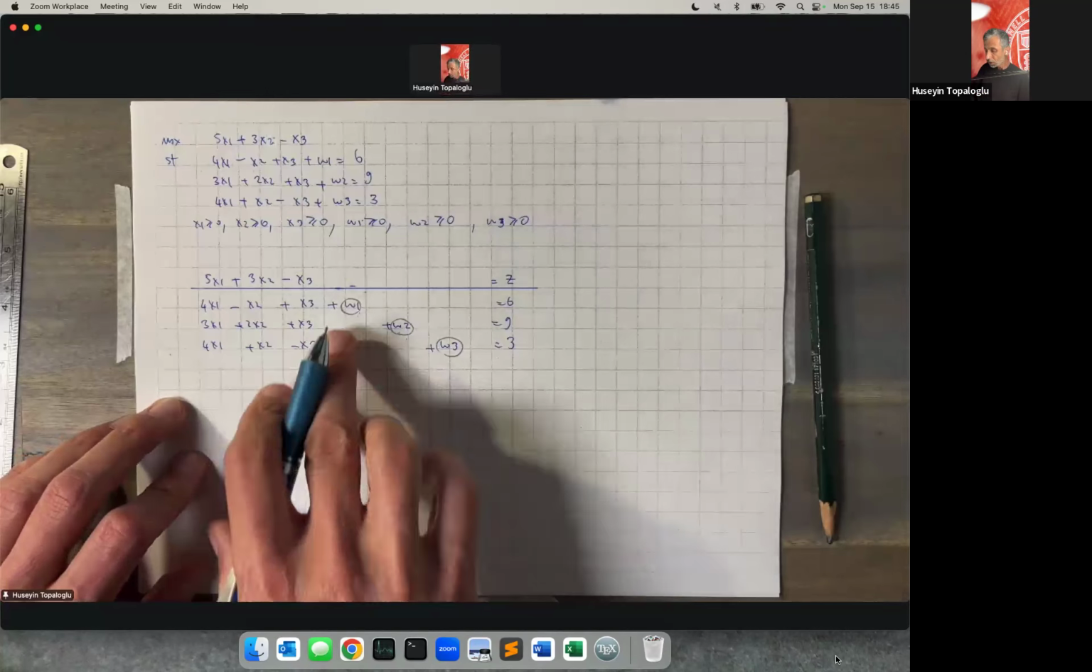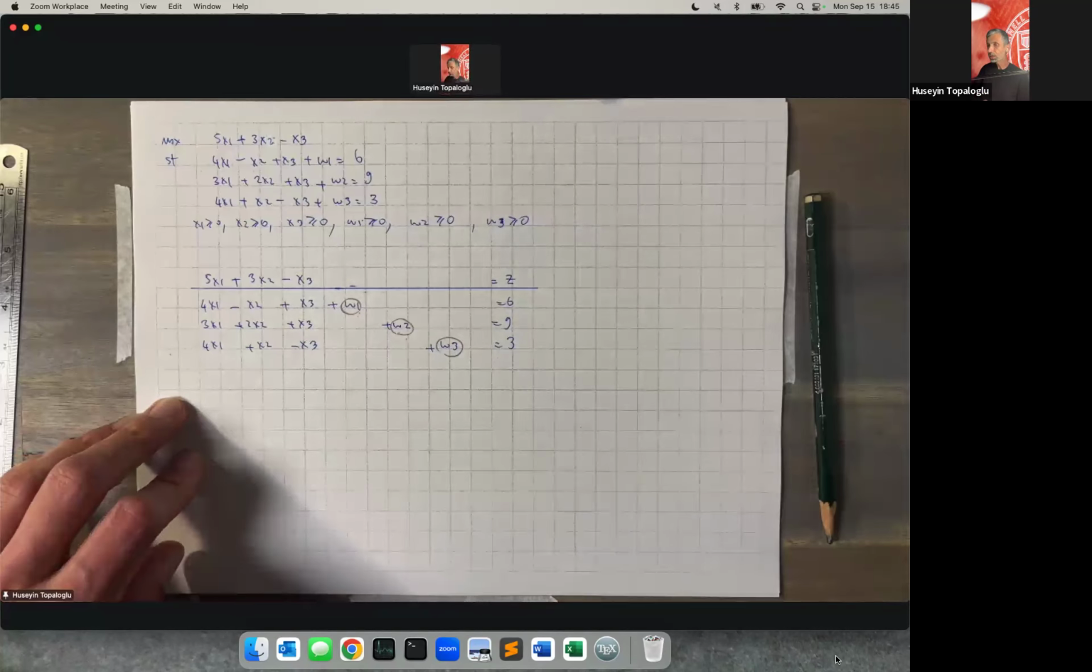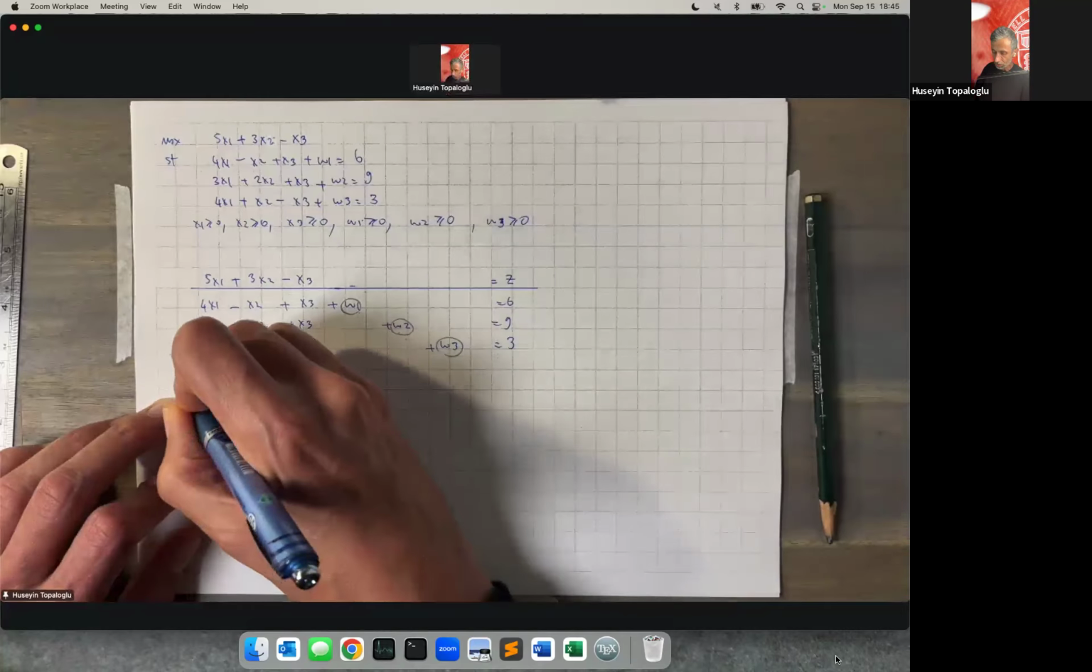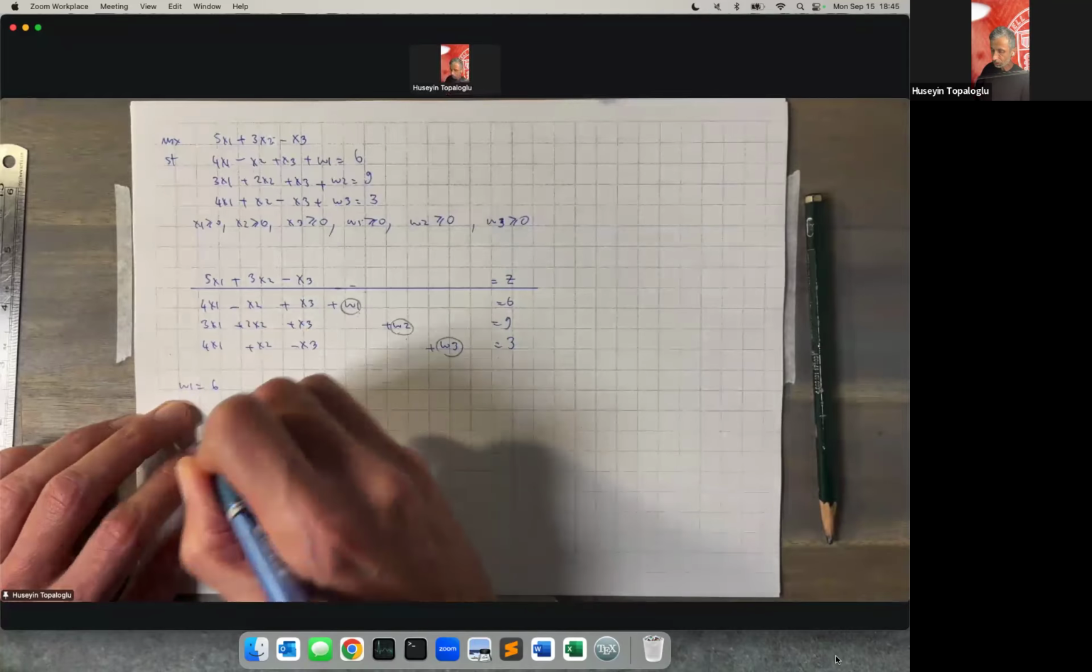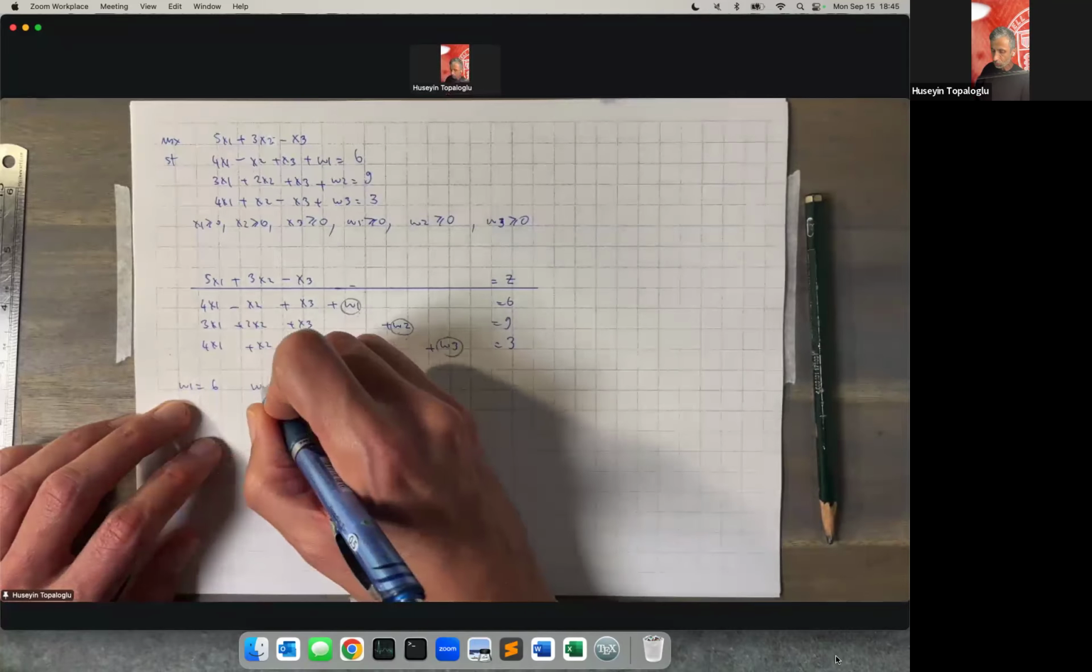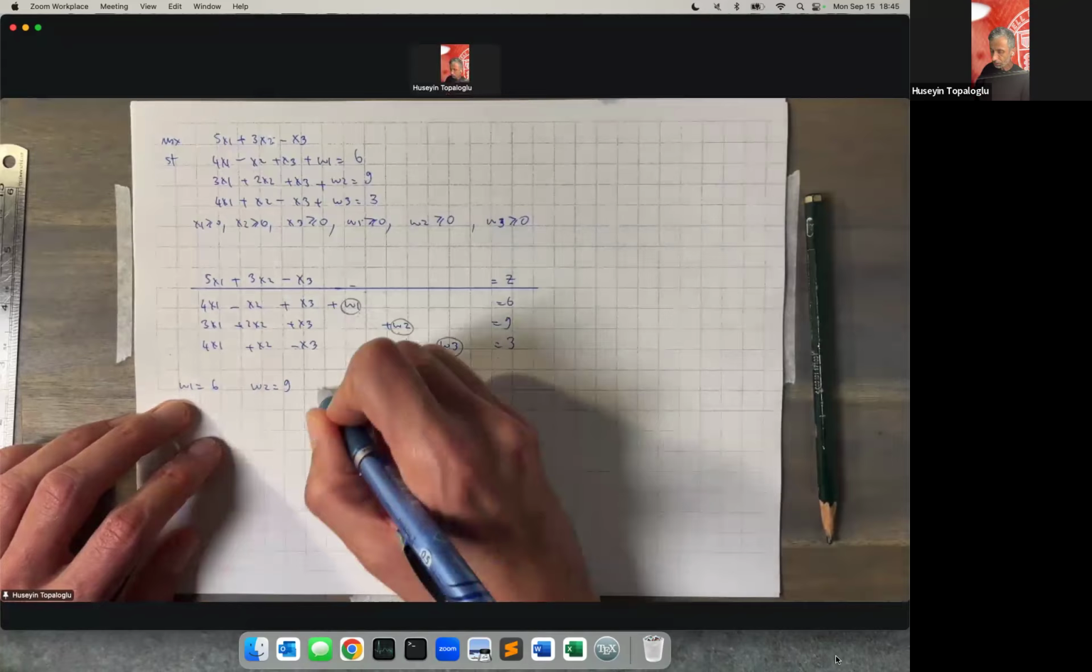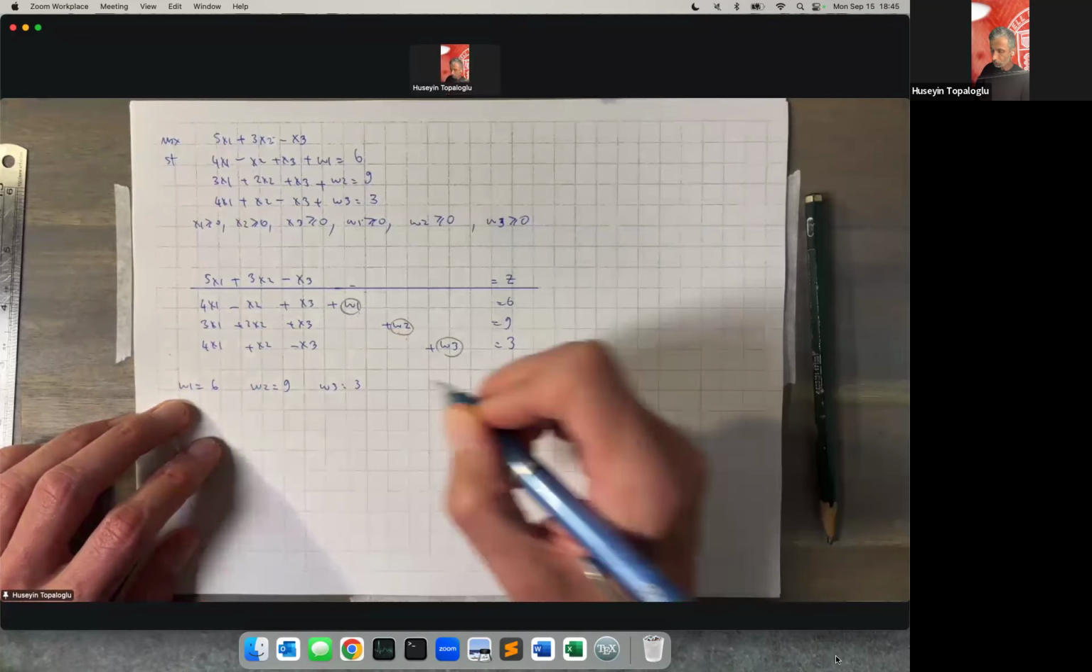So because I have 3 decision variables, such that each one of these decision variables appears in a different constraint row, it's very easy to read a solution to the system of linear equations. Let's write that solution that we read. W1 equals 6, W2 equals 9, W3 equals 3.